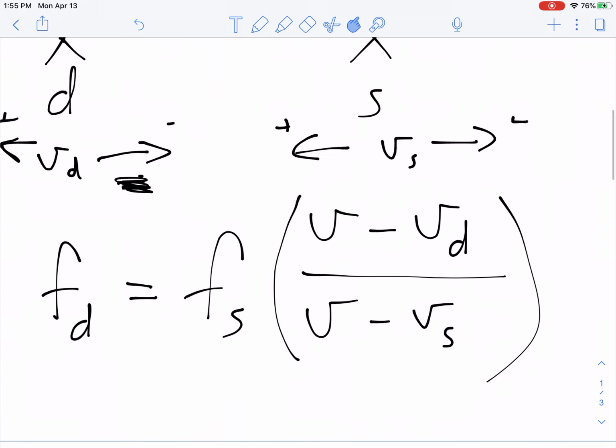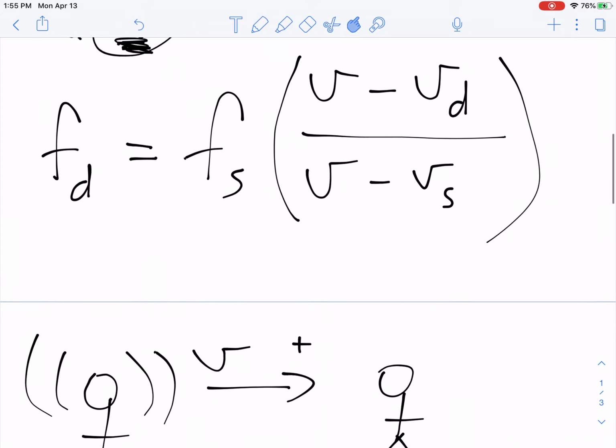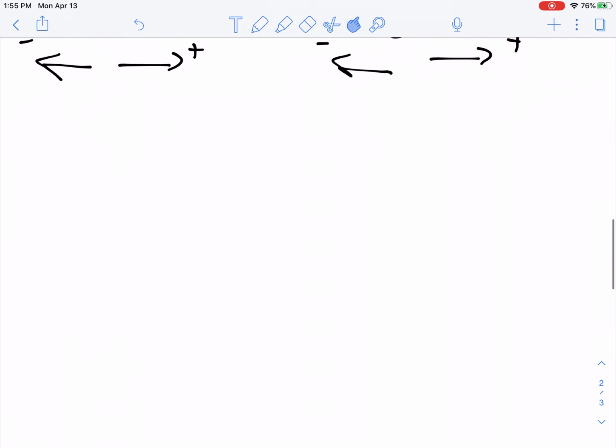Well, the frequency heard is going to be the frequency of the source times this quantity, the velocity of sound, and then minus the velocity of the detector. The problem will tell you if the detector is moving towards or away from the source. In this example, if the detector is moving towards the source, we would have the case of the negative velocity. So you'd be minusing a negative number. Let's actually do a problem and we'll illustrate all this.